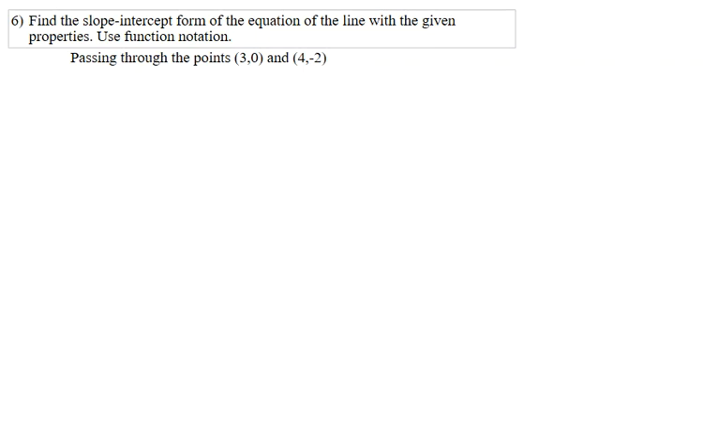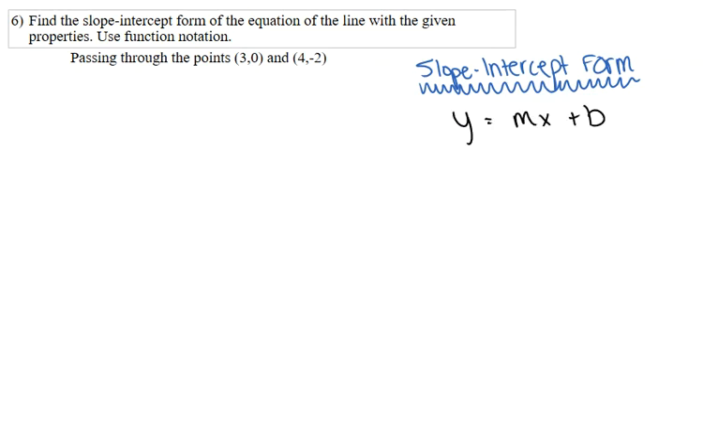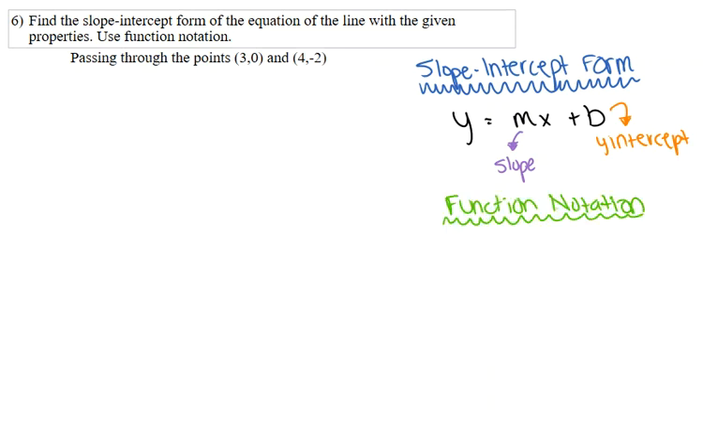So let's go over slope-intercept form real quick. Slope-intercept form is written as y = mx + b, where m is your slope and b is your y-intercept. That is the form we want to get our final equation in, and we also want to get it in function notation. Function notation is where instead of writing y equals, you write f(x) equals your equation in slope-intercept form.